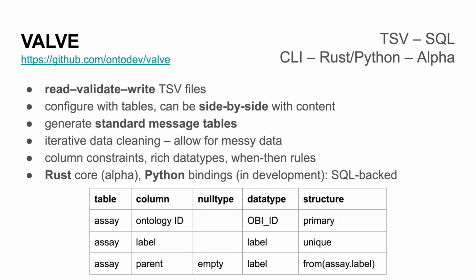We also have general needs for validating all sorts of different tables. And our tool called Valve is a validator that's configured in tables. So you have a table like this that's saying what each of your columns are, what their data type should be, what their structure should be. And we've designed this for iterative data cleaning, where we allow you to still have errors in your data, still have problems as you're going through and fixing it. We don't require you to make everything valid all at once.